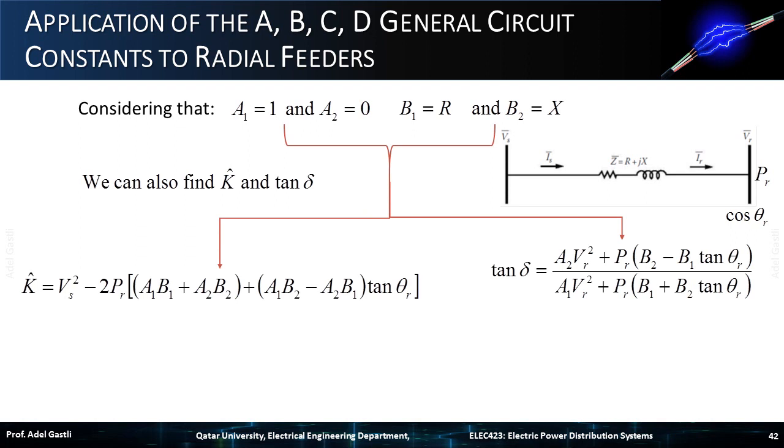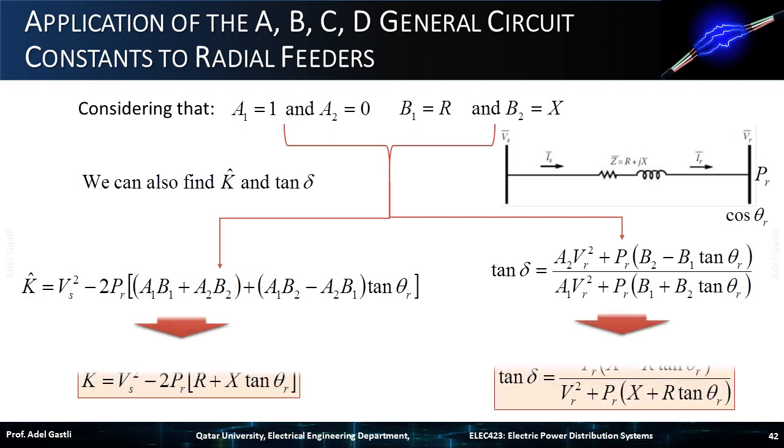Indeed, considering the obtained values of the constants A1, A2, B1 and B2, we can also find K and tangent delta, using their respective equations that were previously defined. These yield the following equations for K and tangent delta. So now, we have all required equations to calculate the receiving end voltage VR and receiving voltage phase angle delta. Again, you should recall that our objective is to calculate the voltage drop and the power loss in the feeder. That is why we need to know those two values.